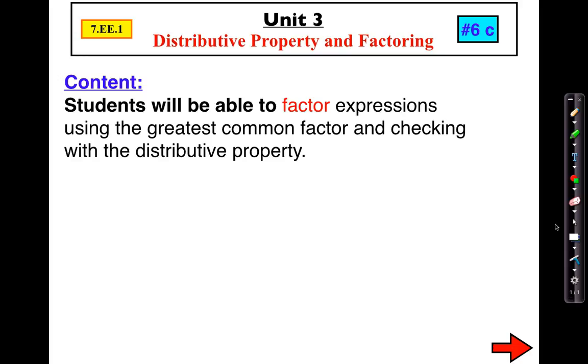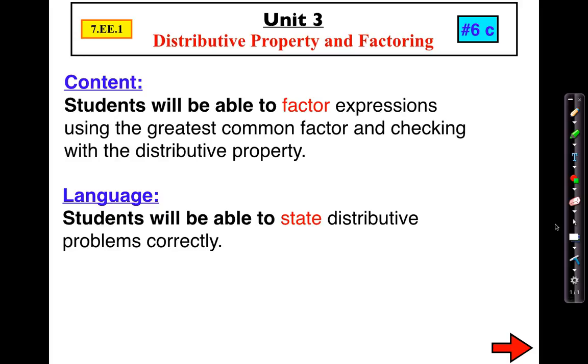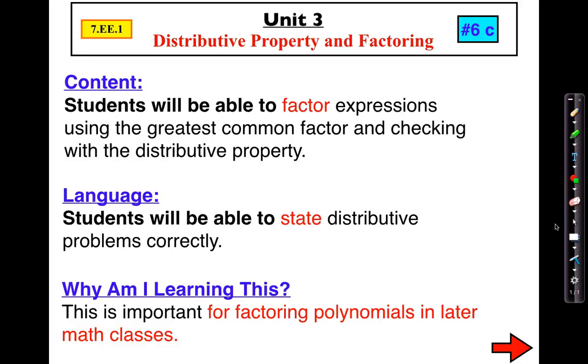Our content objective is students will be able to factor expressions using the greatest common factor, for short GCF, and checking by using the distributive property. Our language objective is students will be able to state distributive problems correctly, so we should be able to read them correctly. And why am I learning this? Well, it's important for factoring polynomials in a later math class.